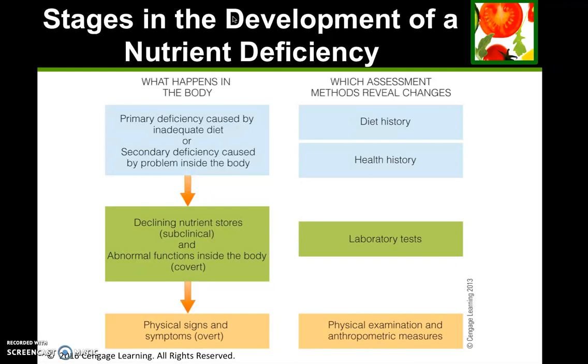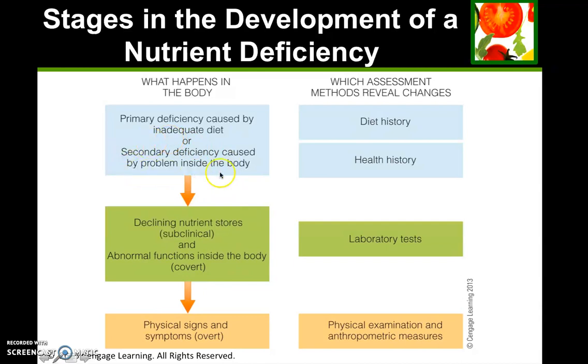And then there are also secondary deficiencies, caused by a problem in the body. If the body doesn't absorb enough, maybe excretes too much, or uses that nutrient inefficiently, it will result in a secondary deficiency. Primary deficiencies can be identified by a diet history. If you look at somebody's dietary intake over a few days, you'll probably be able to see if, for example, they have inadequate iron in their diet or another nutrient.